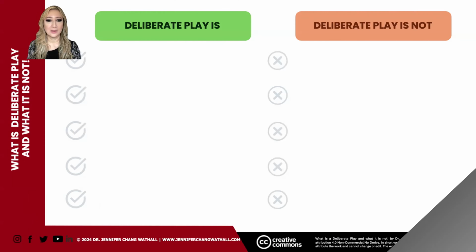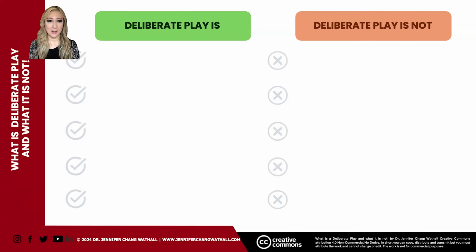So I'm going to show you a concept attainment. That means that I'm going to show you what deliberate play is and what it isn't, to help you form your understanding of what deliberate play is. Okay, so you can see here, I've got my concept attainment activity. What is deliberate play? Let's have a look at the first item.